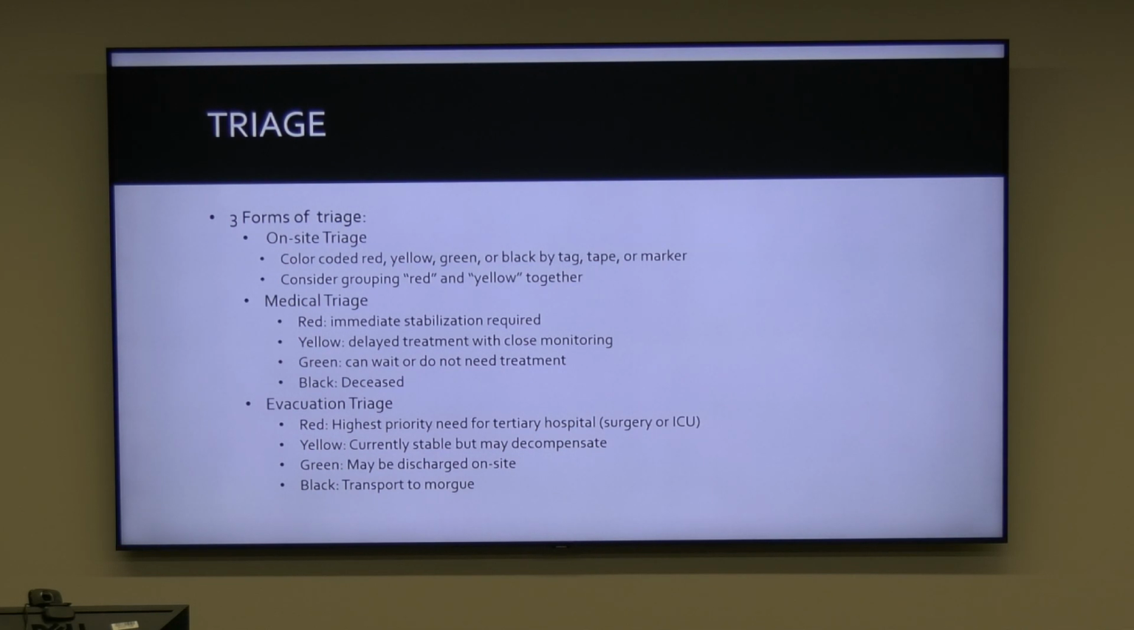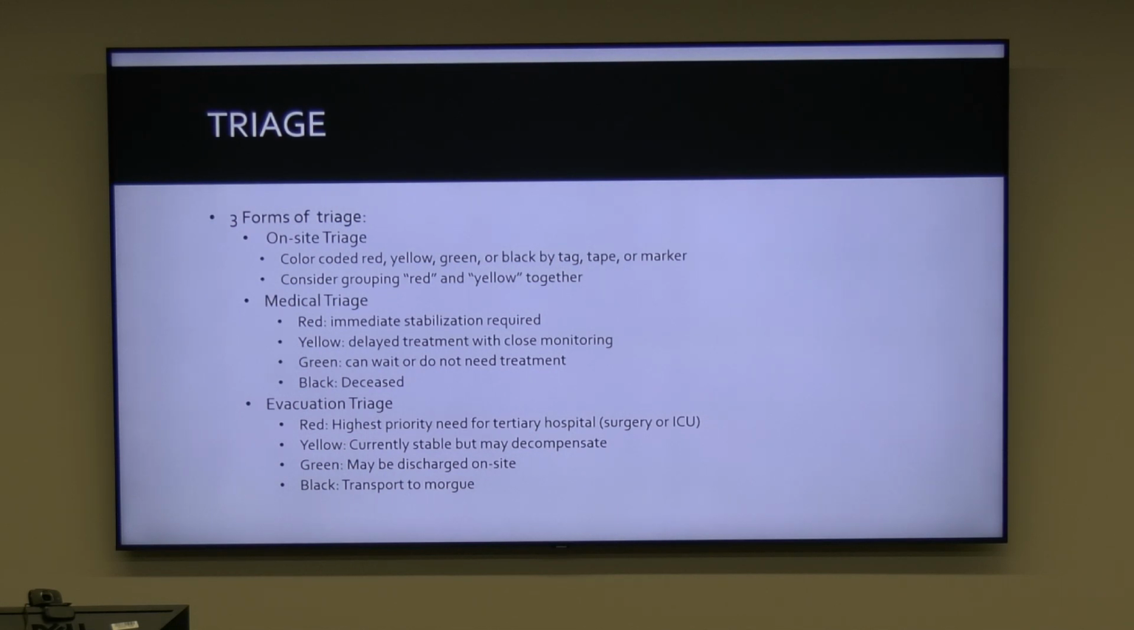It is important to group yellow and red together because often a presenting symptom might not be indicative of how severe the disease or injury might be later on. So if you think that someone is a red or a yellow, they all need to go to the hospital for further medical triaging. Once they reach the hospital, then you do the medical triaging.